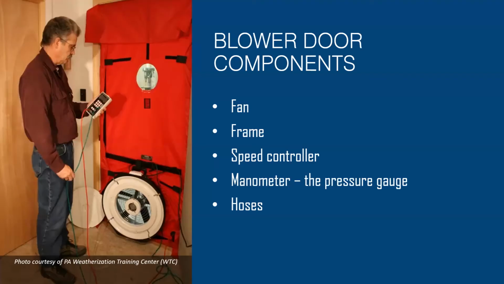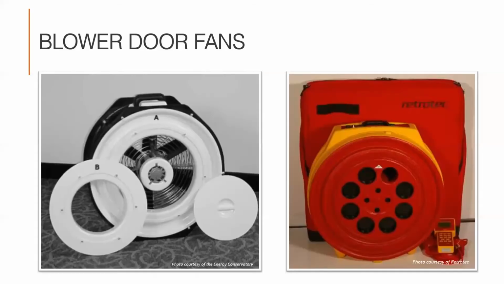Parts of a blower door include the fan itself, the frame, a speed controller, a manometer, which is the pressure gauge, and the hoses required to give the reference amounts of pressure. These are two of the most popular brands. The left photo is the Minneapolis brand from the Energy Conservatory, and the right photo is the Retrotec brand.